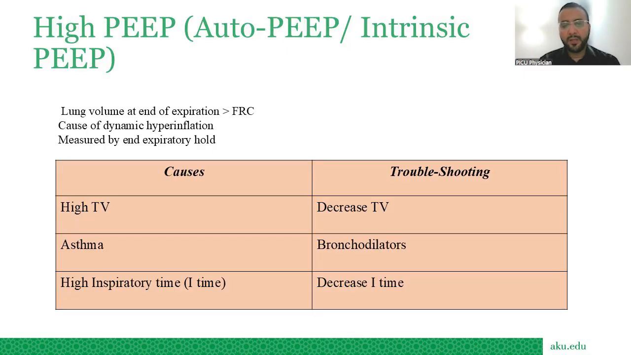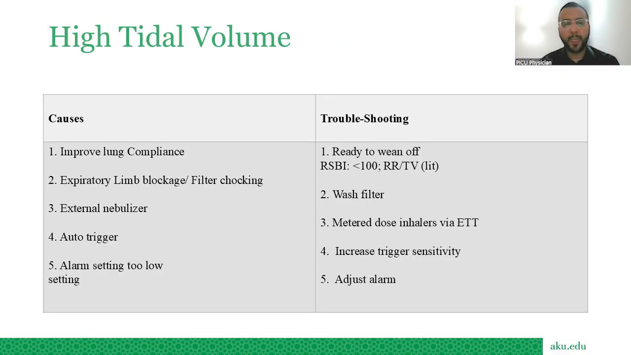Okay? So there are some alarms of high PEEP or auto PEEP or intrinsic PEEP. The causes can be high tidal volume, and you can troubleshoot by decreasing the tidal volume. If the patient is having bronchospasm, the patient needs bronchodilators. If there is a high I time, you can decrease the I time. Okay. So these are the causes of high PEEP alarm and the troubleshooting as well.